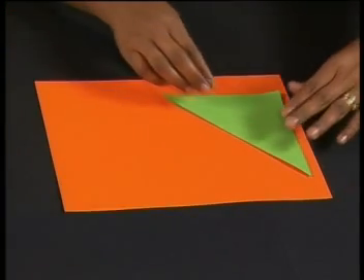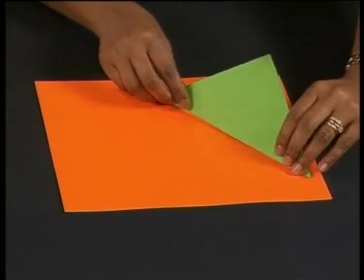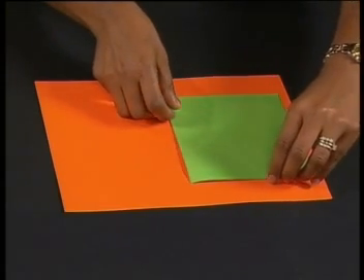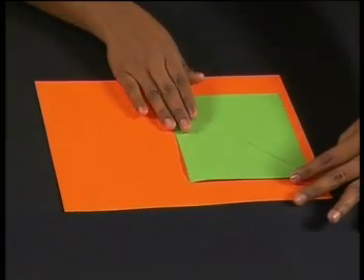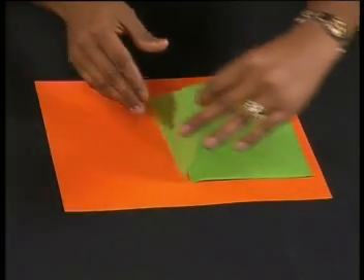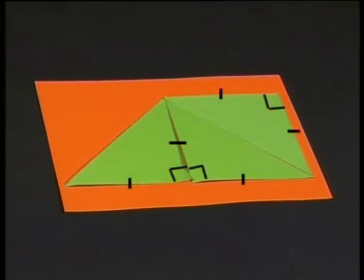Did you find a way of making a trapezium? Look at what I did. I made the trapezium by flipping the triangle along this side. I got a square. Then I flipped this triangle along this side. And there's my trapezium.